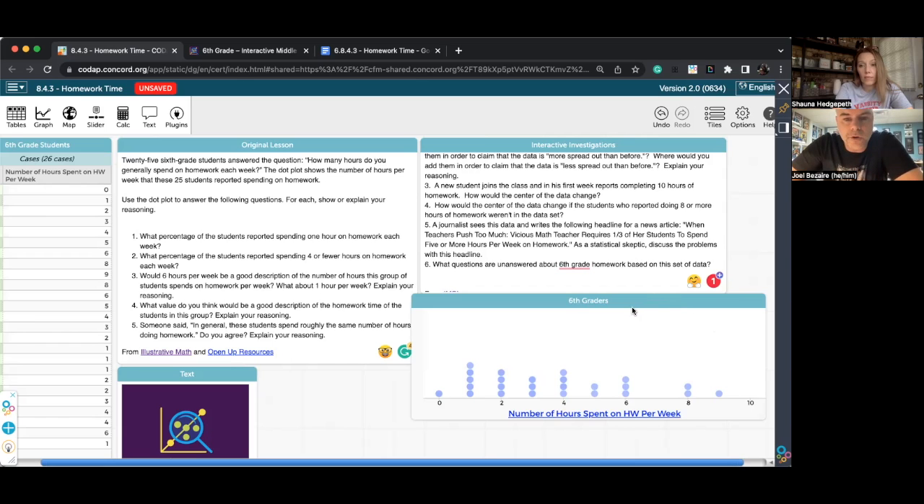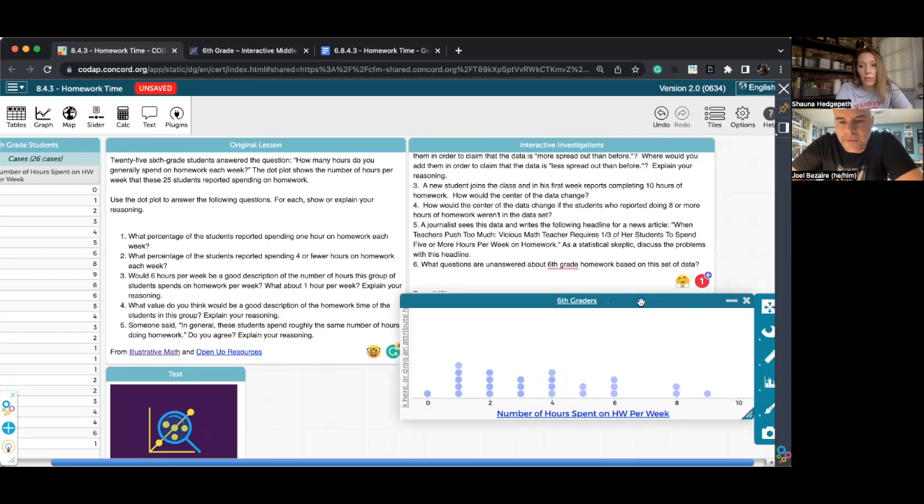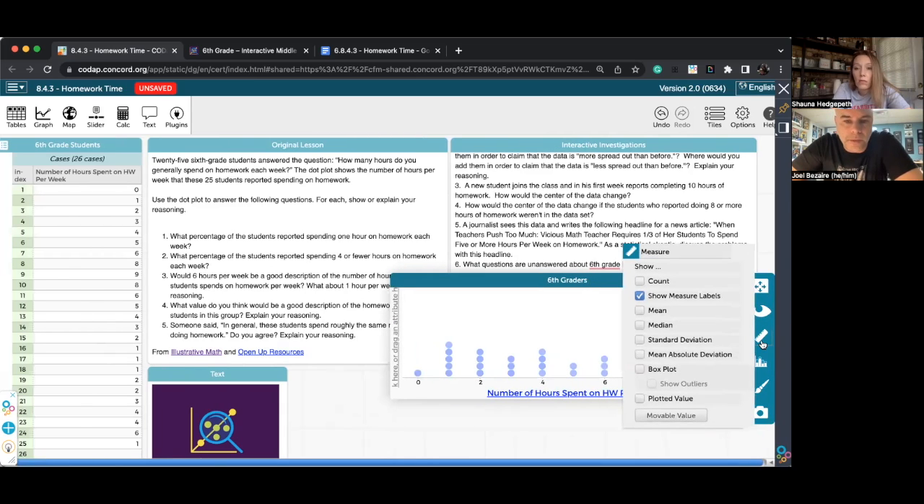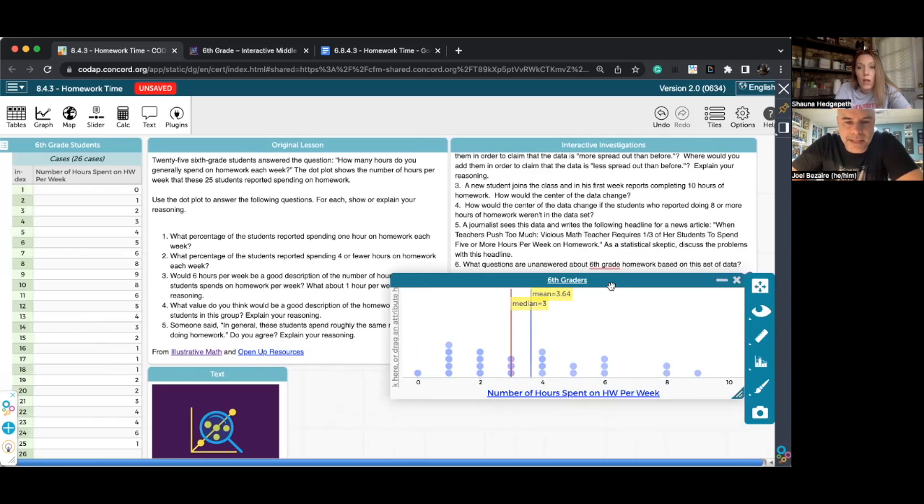So Hedge, if you'll click on the dot plot there where it says sixth graders, and pull up the ruler, let's measure out the mean and the median as it currently stands. We can see the median is 3, and the mean is slightly higher, at 3.64. That's a good discussion point: why is the mean currently higher than the median? This is a great one.